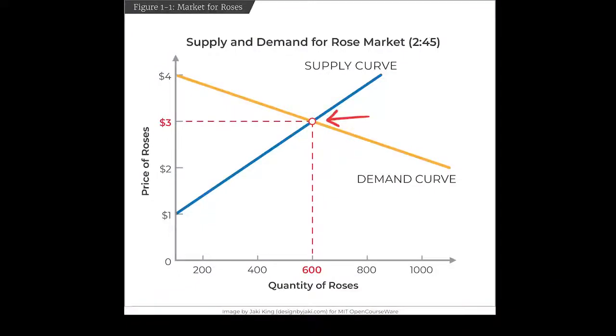So in the market for roses, we have a demand curve and a supply curve. What we have here is the kind of XY graph we're going to look at all throughout the semester, okay? On the x-axis is the quantity of roses. On the y-axis is the price of roses. The blue downward sloping line is the demand curve.